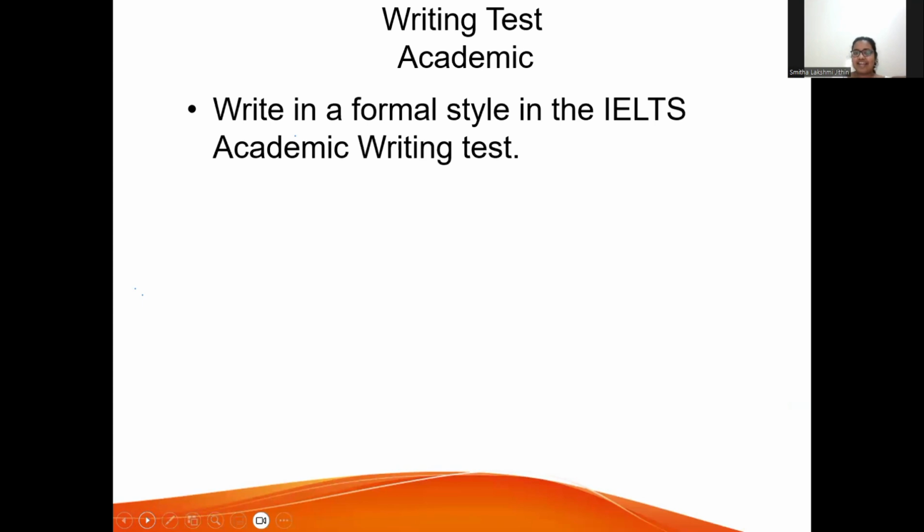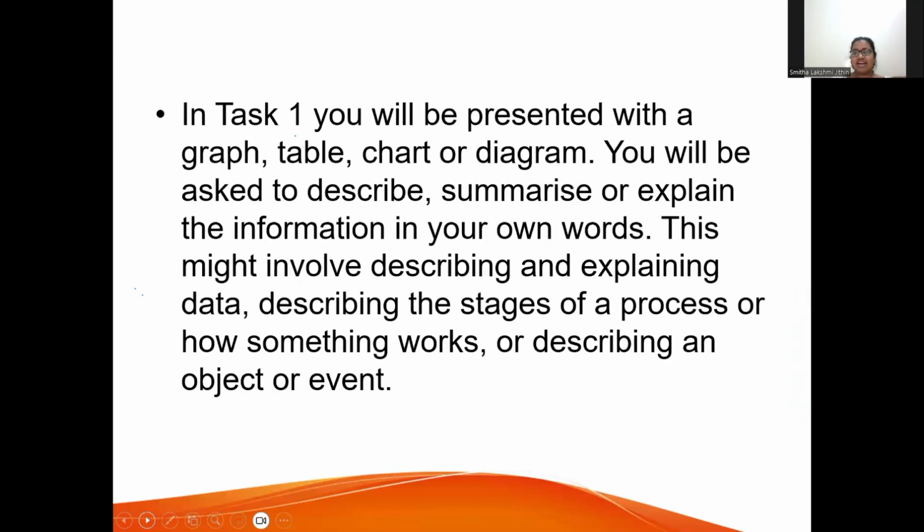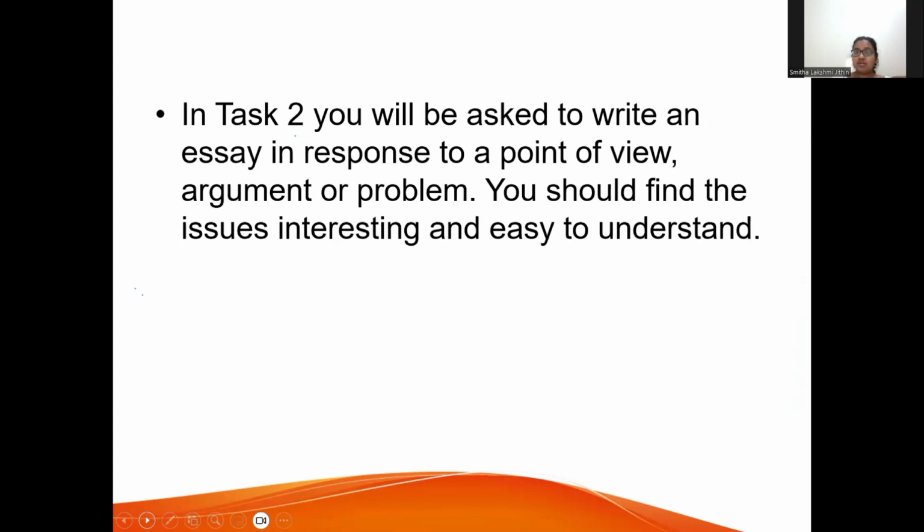Then writing. For academic, I have already told you that task number one will be just like a graph, table, chart, or diagram. Then for task number two, it will be an essay. It will be an opinion essay. It will be a suggestion essay. And the only thing is that you should really write up to 250 words.